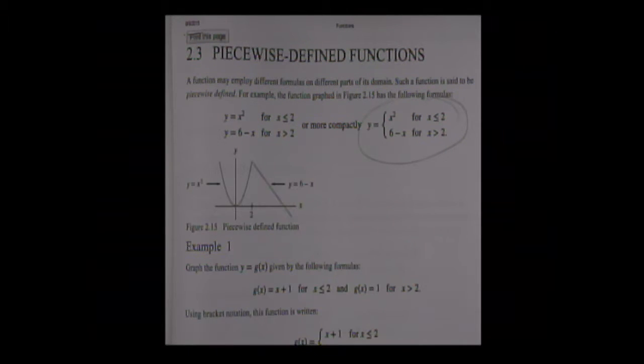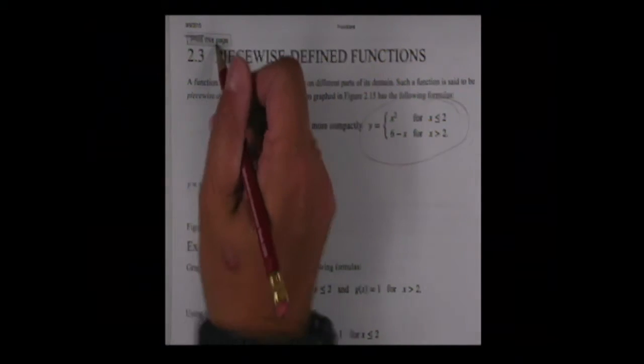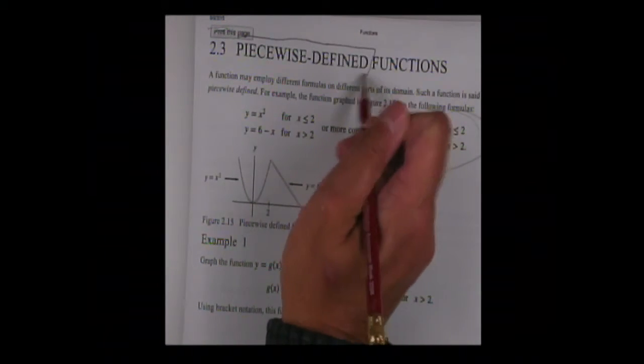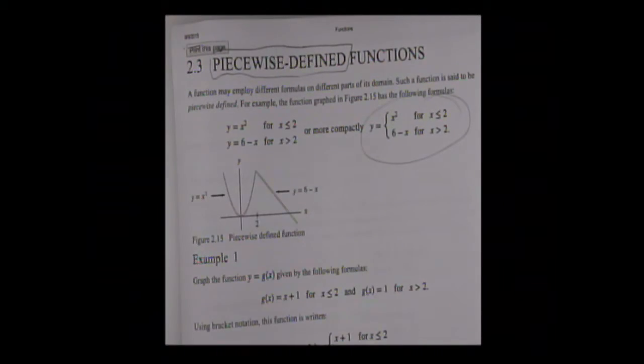So a piecewise defined function is a function that's defined using one or more other functions. In a real world situation, it might be that we do something for a period of time, and then when we get to a new place, we do something else. Here's a real world example of a piecewise defined function.